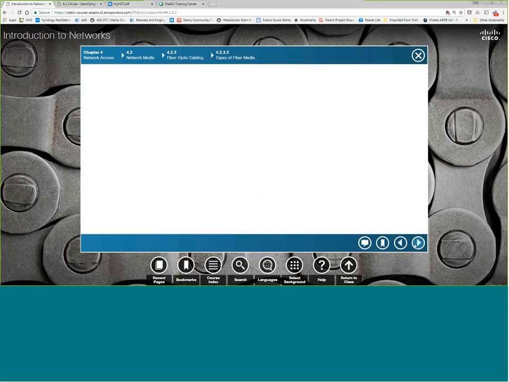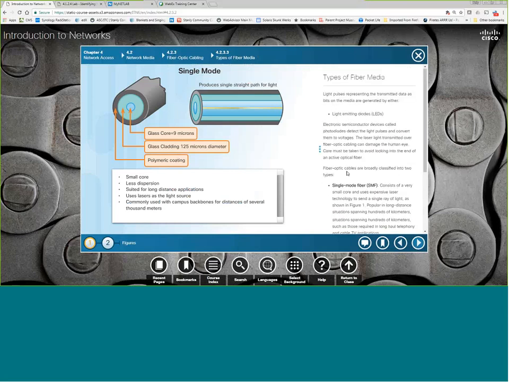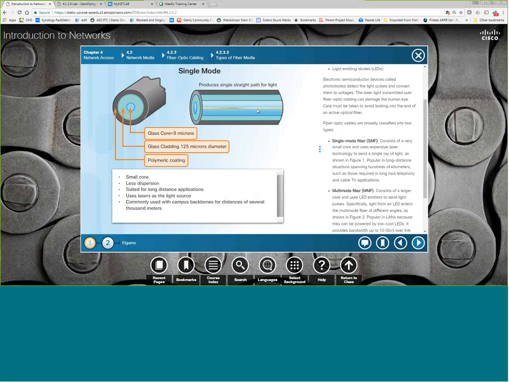Single mode fiber is a type of fiber that has a single path for light. It usually uses a 9-micron glass core, 125-micron cladding, and a polymeric coating. It's a small core and has less dispersion because it's designed for a single light path, and it's usually used over long haul distances, 5 to 10 kilometers or more.